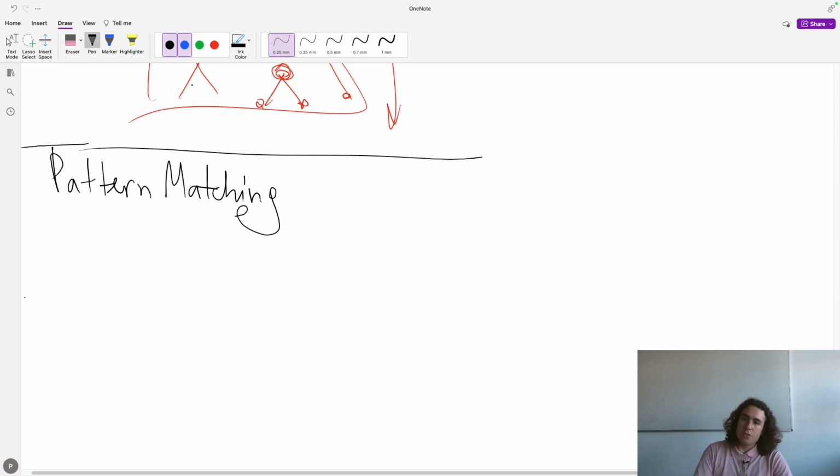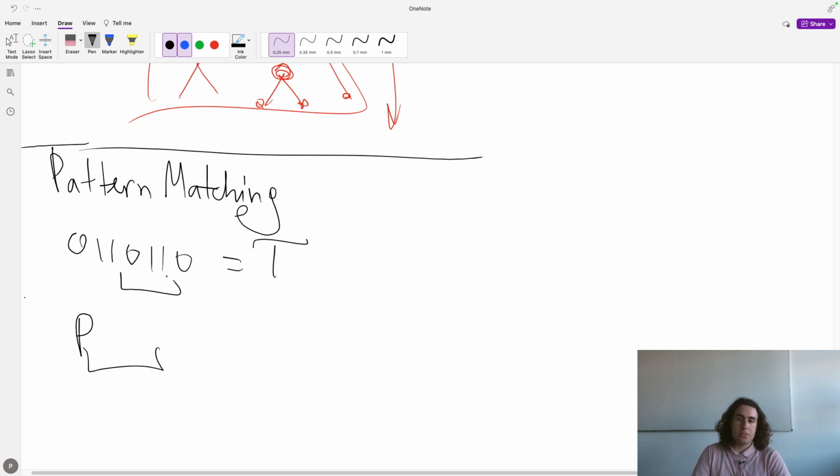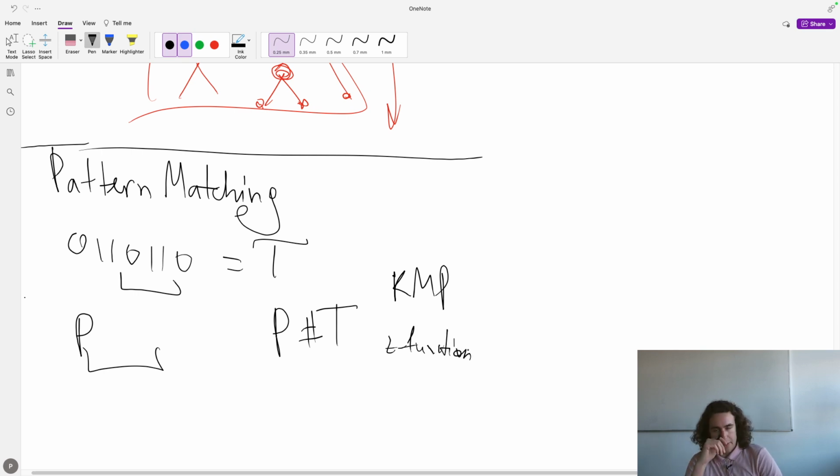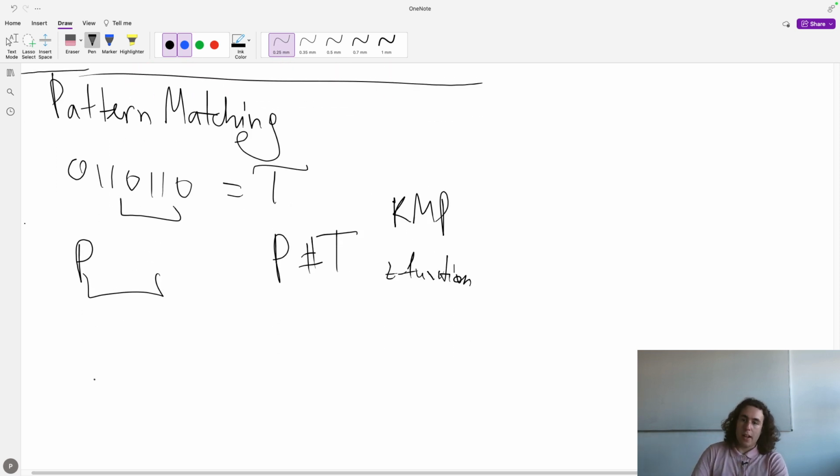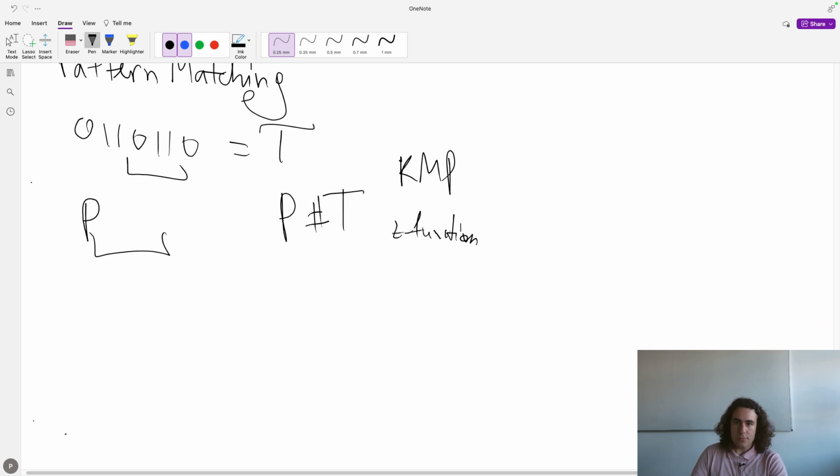So imagine that we want to do pattern matching on binary strings. So we have strings, this is like a text T, and we have a pattern P, and we want to find where this pattern occurs. The normal solution is to write these two strings together and then run either Knuth-Morris-Pratt algorithm, so prefix function, or Z function, something like that, in linear time. But we are crazy people. We're going to solve this problem using FFT.